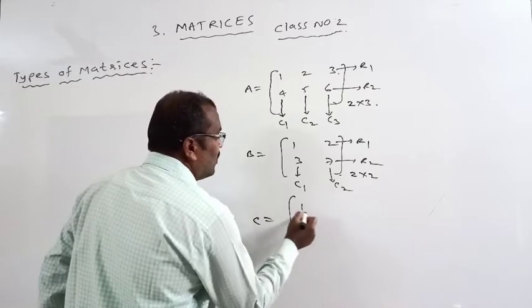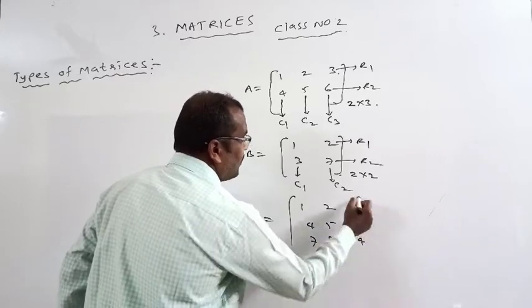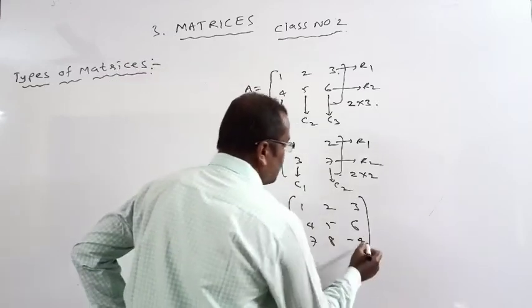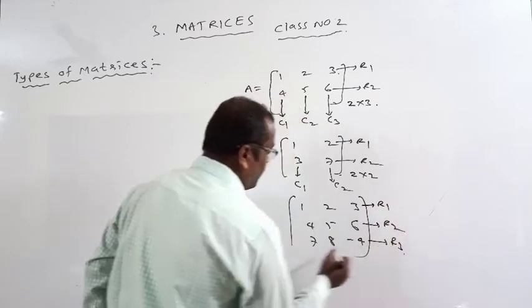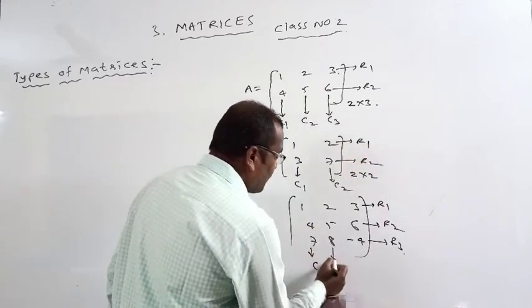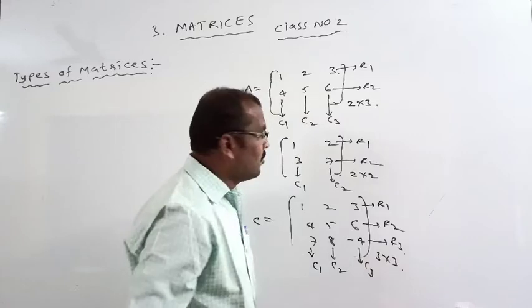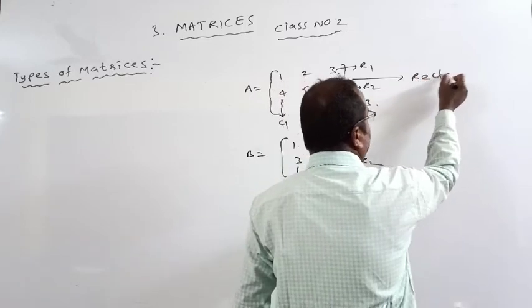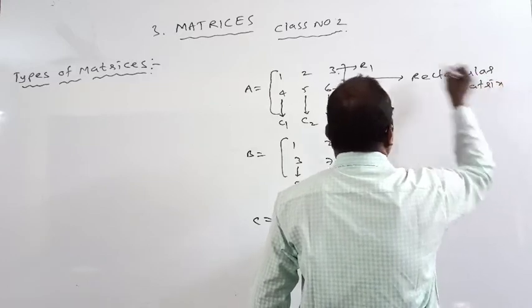See one more matrix. C is equal to 1, 2, 3, 4, 5, 6, 7, 8, minus 4. You may write any real number. Now see this one. Here row 1, row 2 and row 3, since rows are counted from top to bottom. Then first column, second column, third column. Its order is 3 by 3. This matrix is said to be a square matrix.